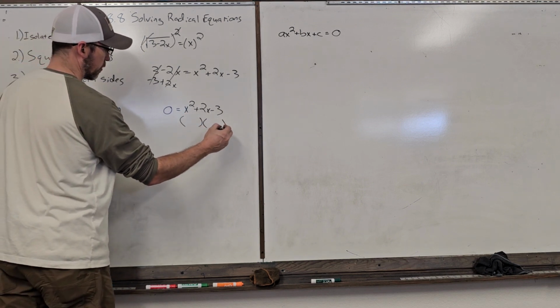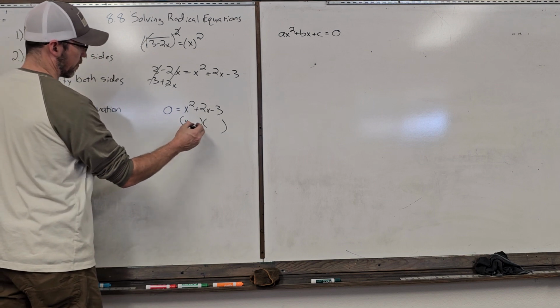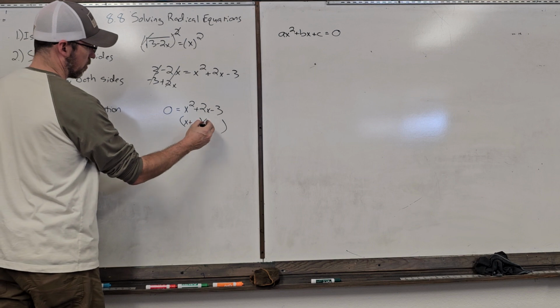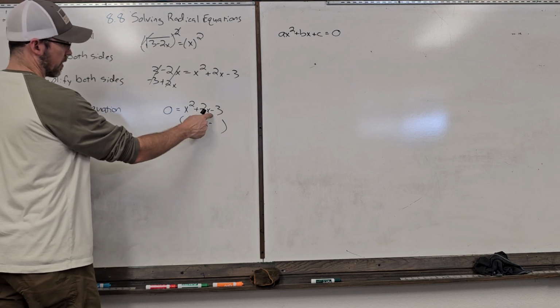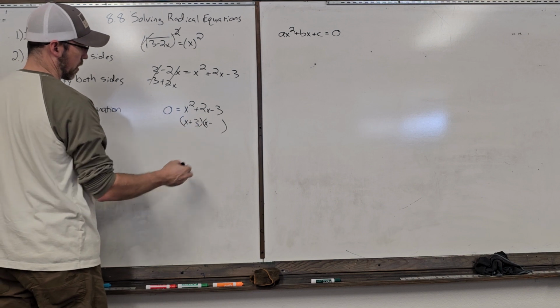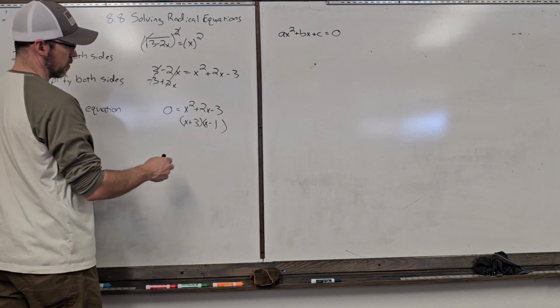Let's go trial and error. I know my first terms are going to be x. My signs are going to be opposite of each other. And I need 2 things that multiply to equal negative 3, but add together to equal positive 2. It's going to be positive 3 and negative 1.